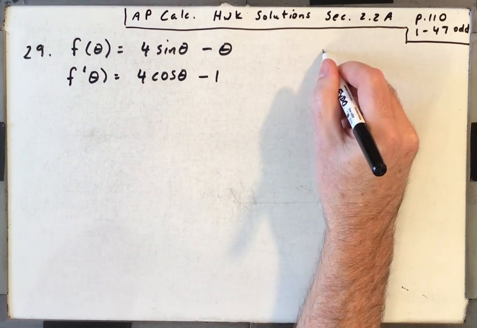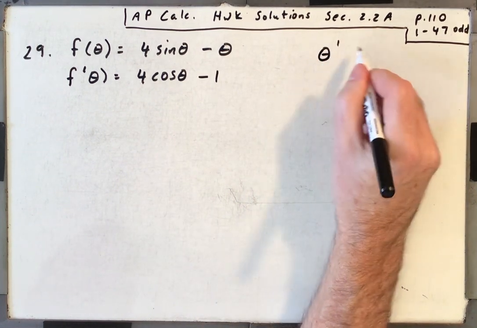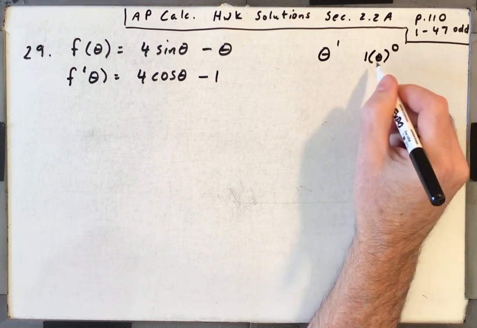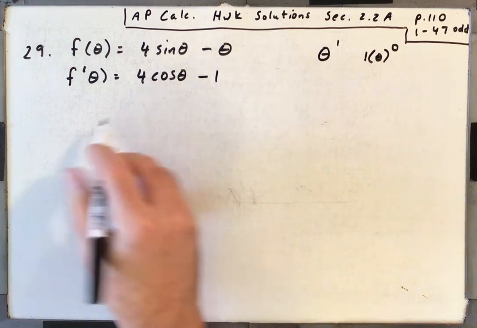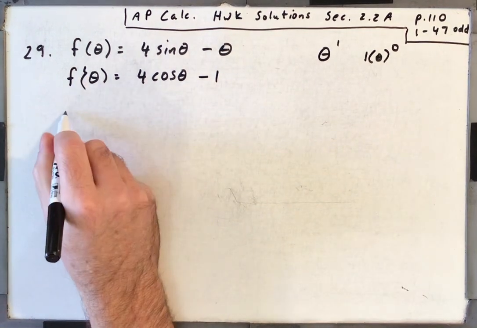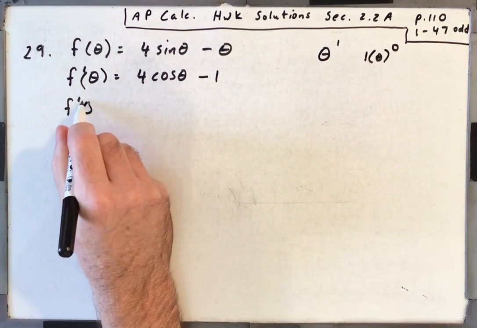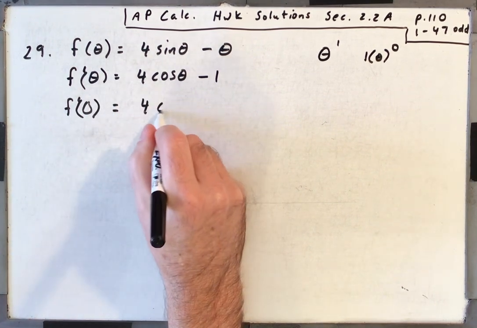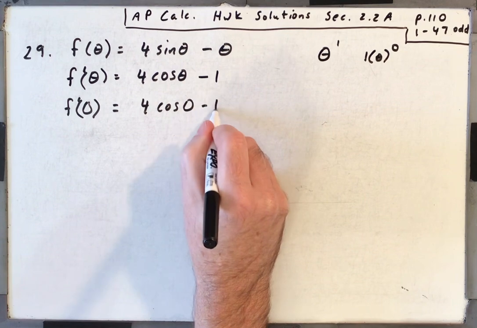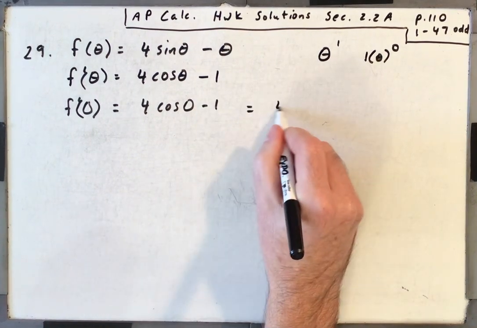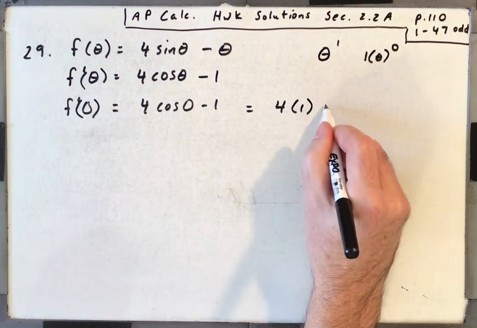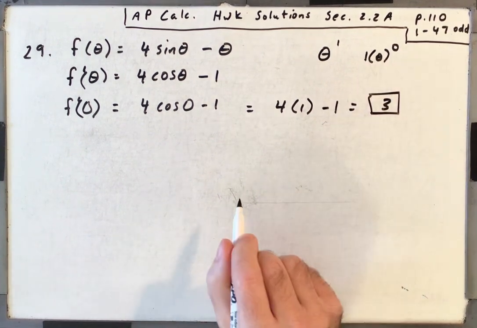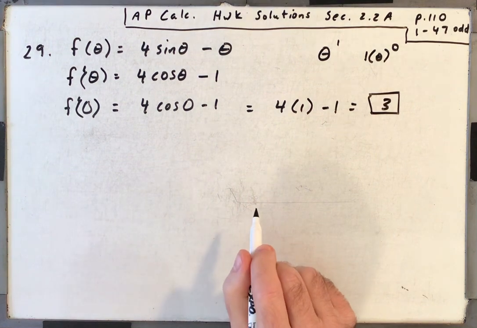Because that's the same as theta to the first power, so it's 1 times theta to the 0 power, which is just 1. So f prime of 0 is 4 times the cosine of 0 minus 1. The cosine of 0 is 1. That's 4 times 1 minus 1, which is 3. All right, we are cooking.